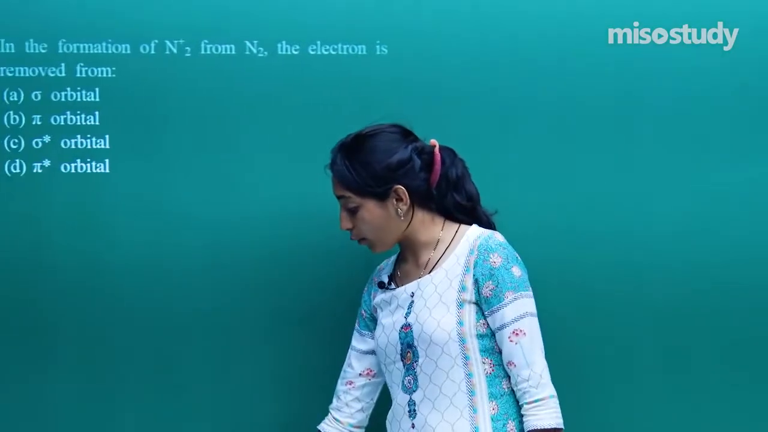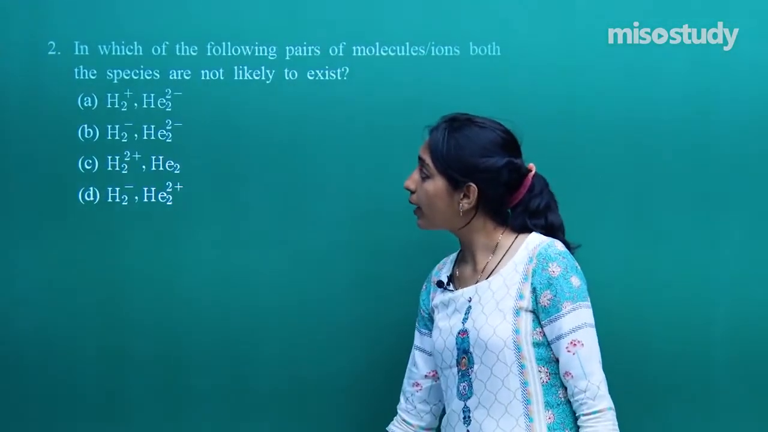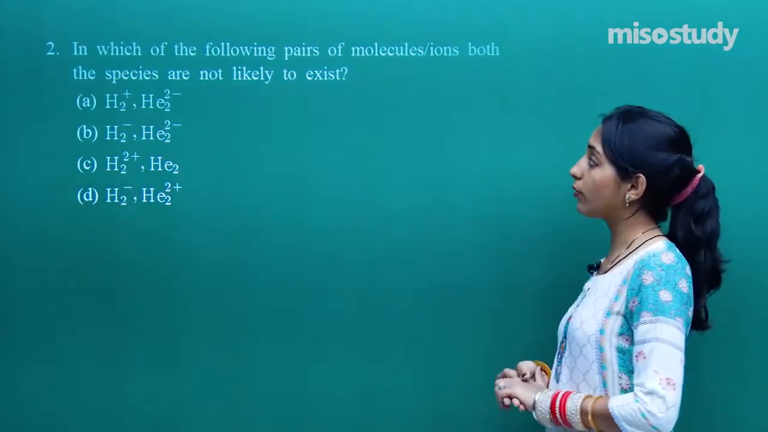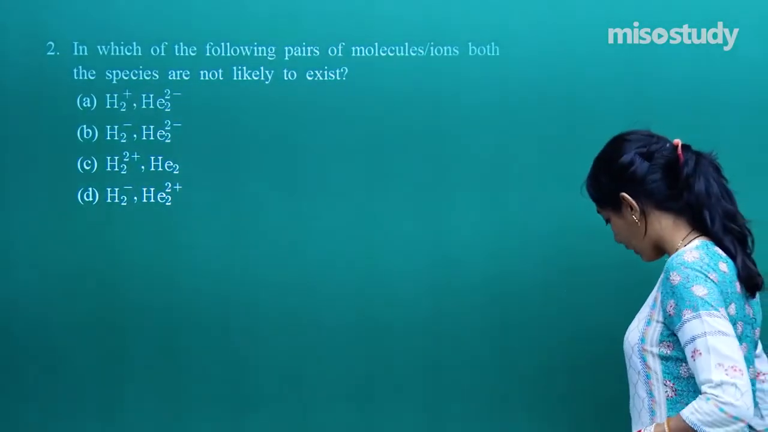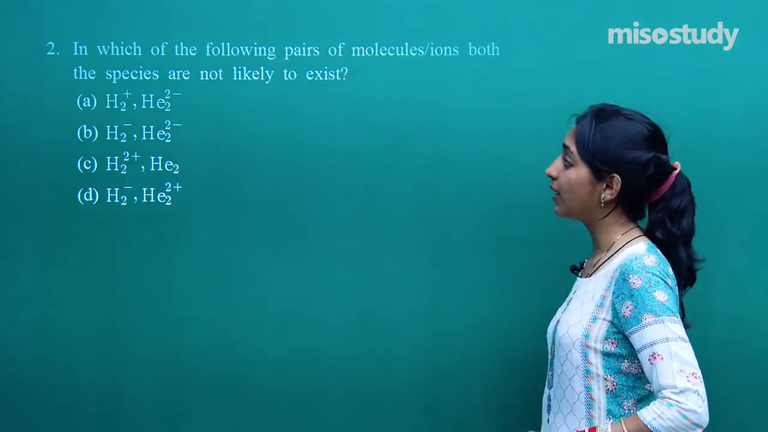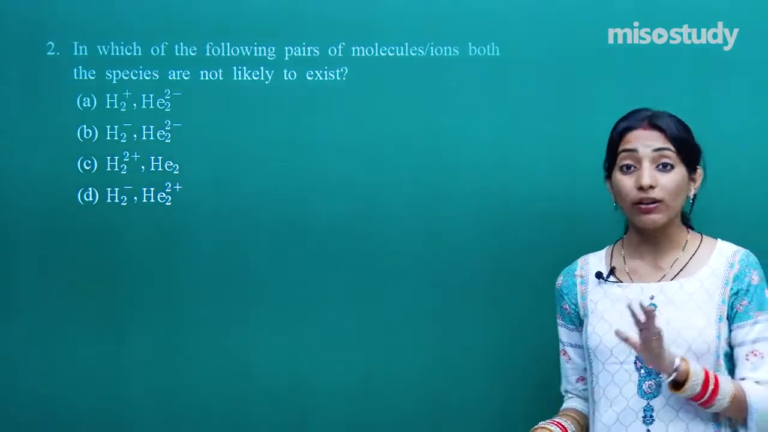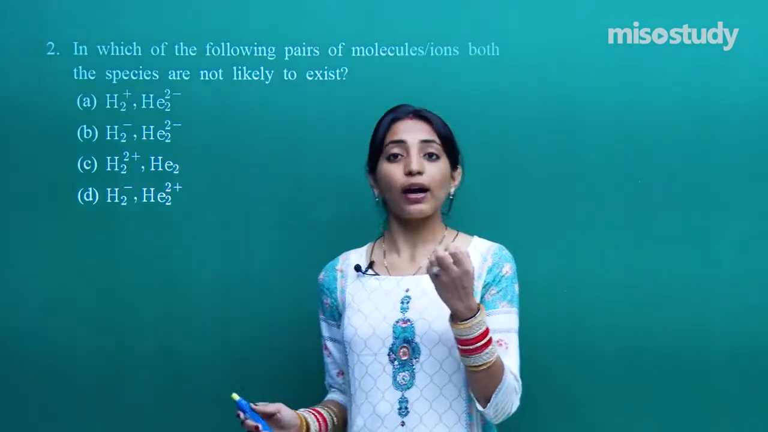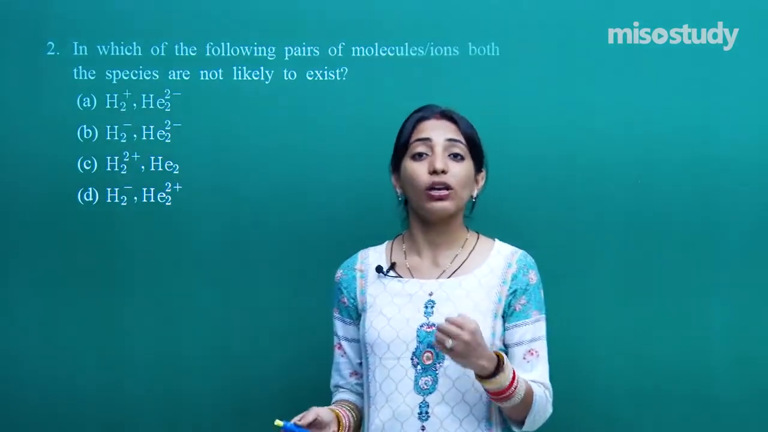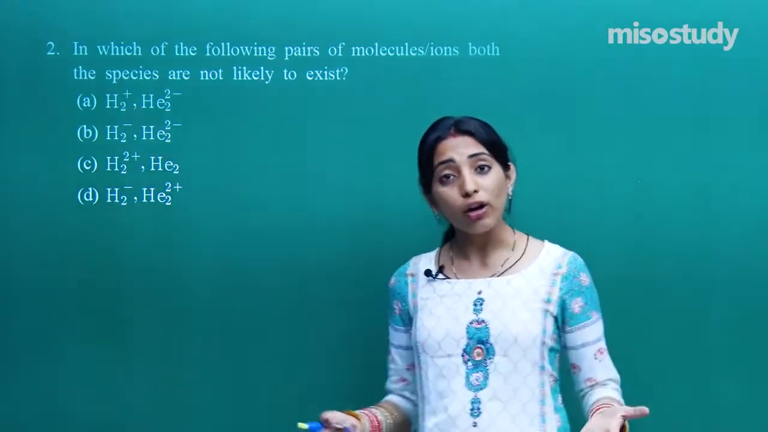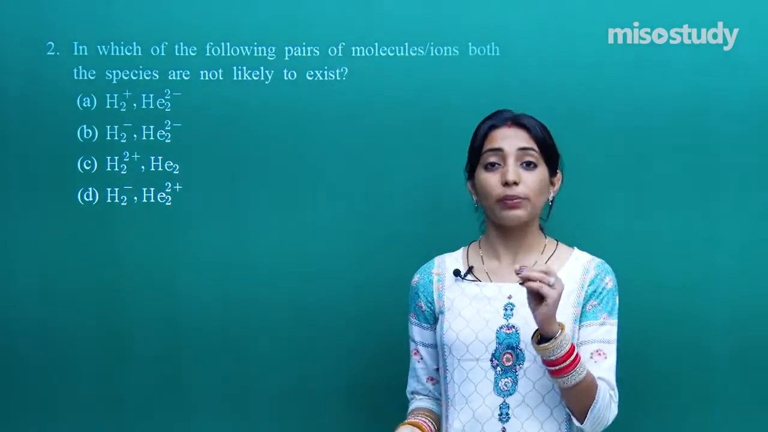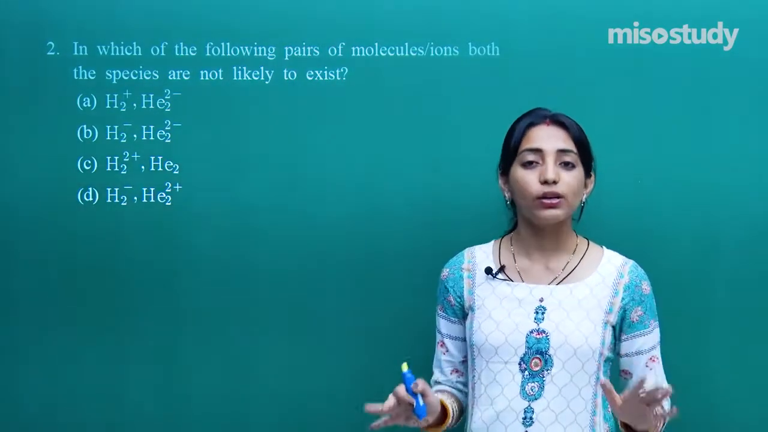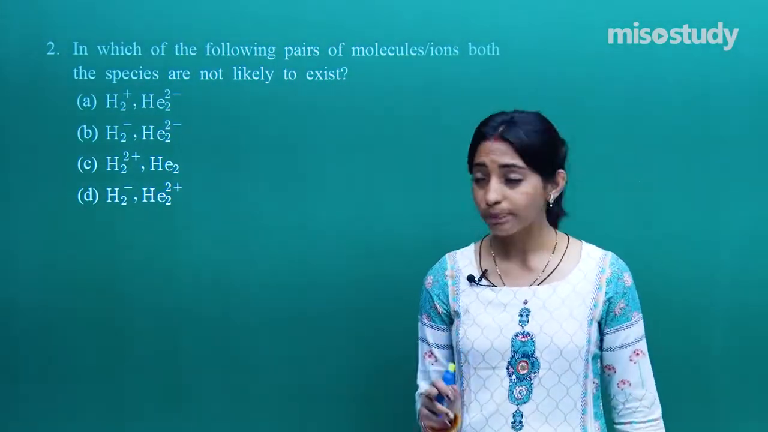Okay, so now if I move on to our question number 2. Question number 2 says: in which of the following pairs of ions are the species not likely to exist? Now, when we have to figure out whether a species or a molecule can exist or not, it can be answered on the basis of bond order. If the bond order comes out to be 0, then the molecule will not exist, right?